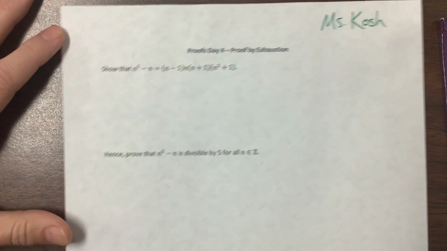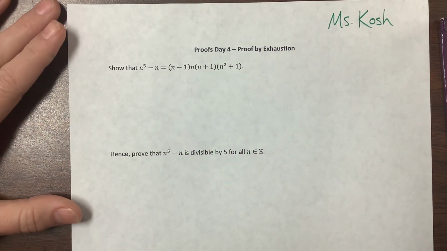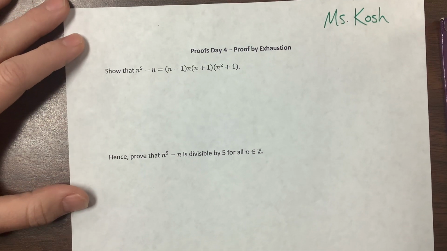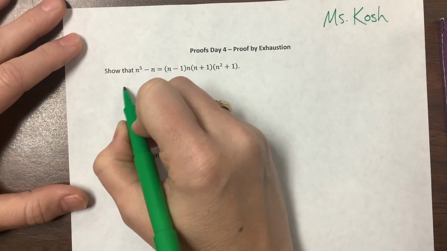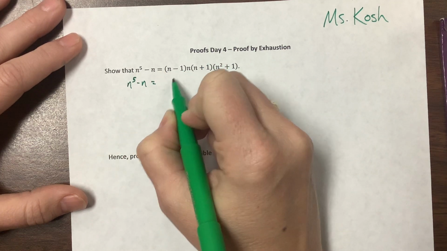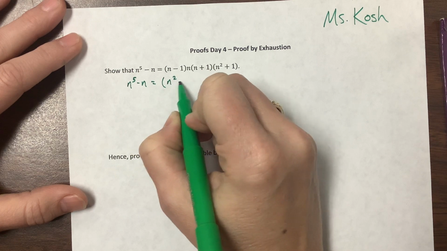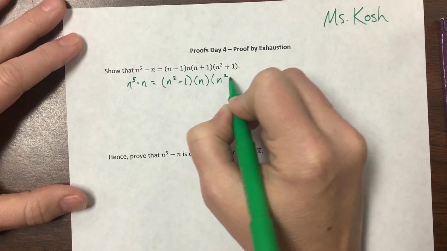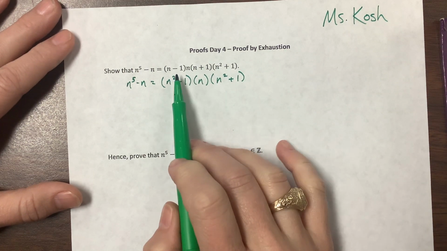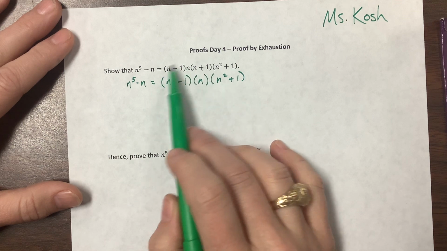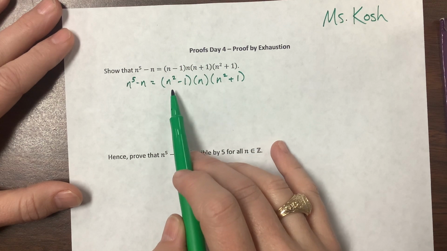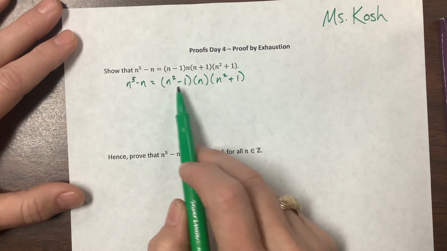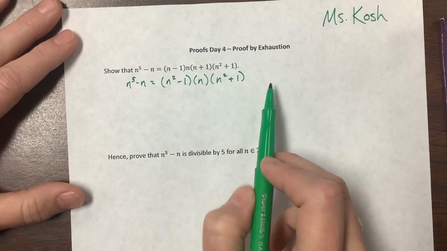Okay, so on this first one, it says show that n to the fifth minus n is equal to n minus 1 times n plus 1 times n squared plus 1. Okay, so what I'm going to do is say, well, n to the fifth minus n is equal to, well, this is n squared minus 1, if I regroup these two right here, times n squared plus 1. So what I recognize is that I've got the difference of, this is a minus b times a plus b, which gives me a squared minus b squared. Okay, now I also see that this and this is also another a minus b times a plus b.